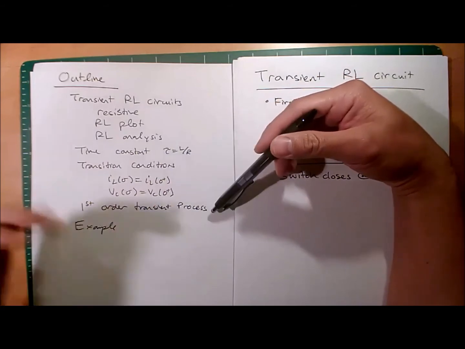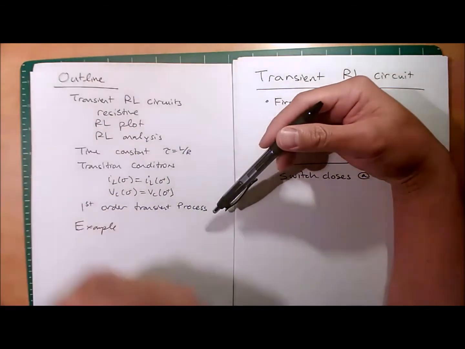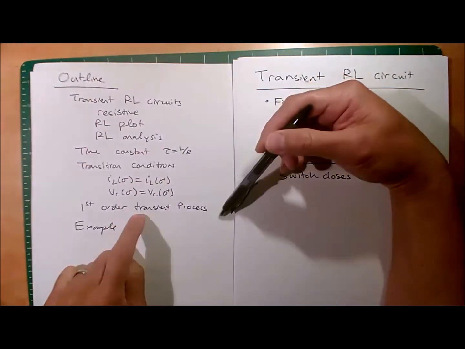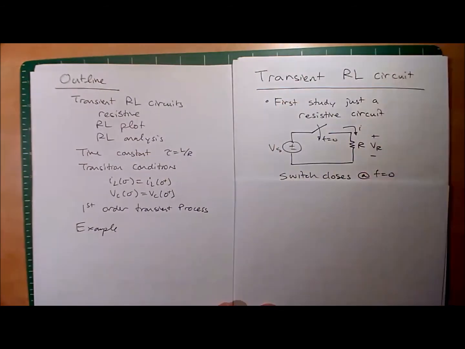Then we'll write down what this first order transient process is so that you have a standard operating procedure for solving these kinds of problems. And we'll do an example. Okay, so why don't we get started?